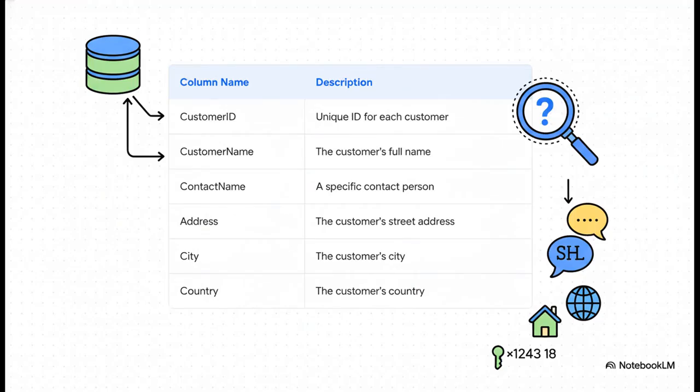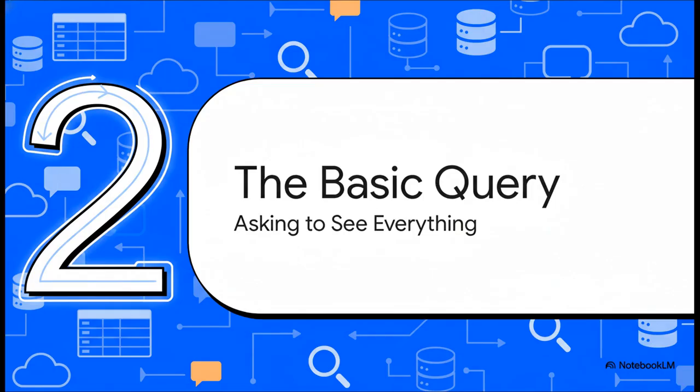Now, for all of our examples today, we're going to be working with this made-up database table called customers. It's pretty straightforward. It's got columns for a unique customer ID, some names, an address, city, and country. Just take a quick look and get familiar with these column names because they are the absolute key to asking the right questions.